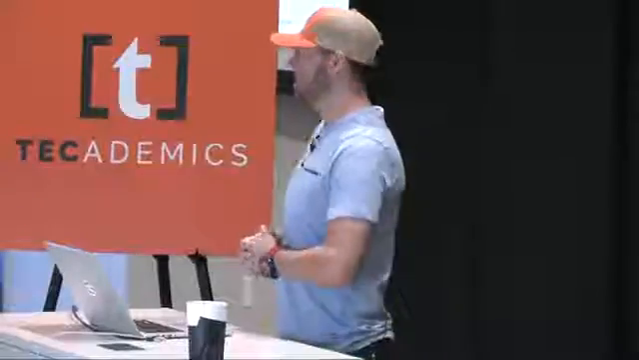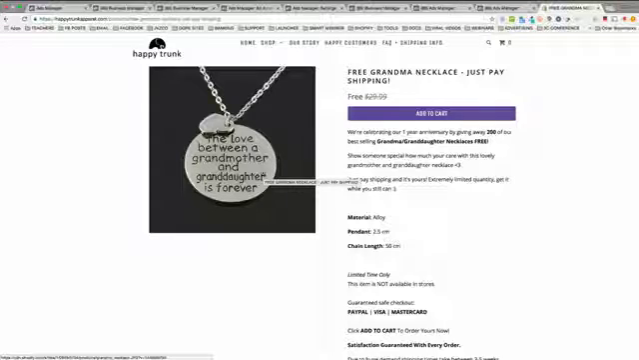This is a concept that when I started doing this, it opened my palette big time to what was possible. Right now I can say, I never would have thought of selling this product. It just would not have dawned on me. Free grandma necklace, just pay shipping. Regular cost $29.99. Today it's free. We're celebrating our 1-year anniversary. Now they're giving a reason why they're giving it free.